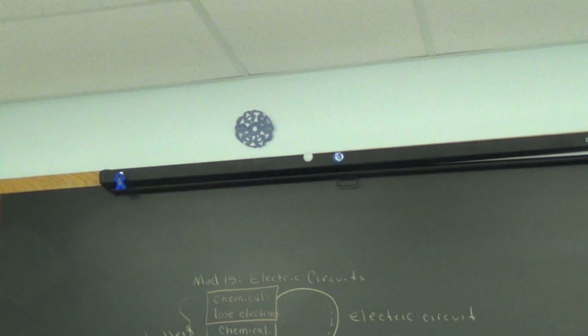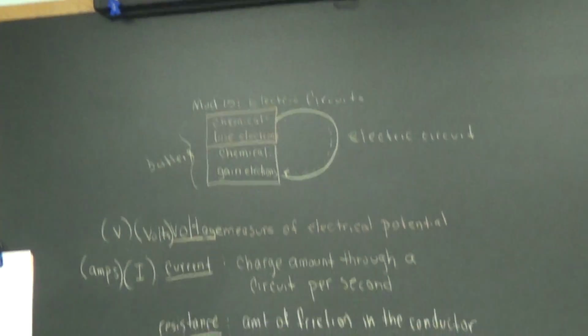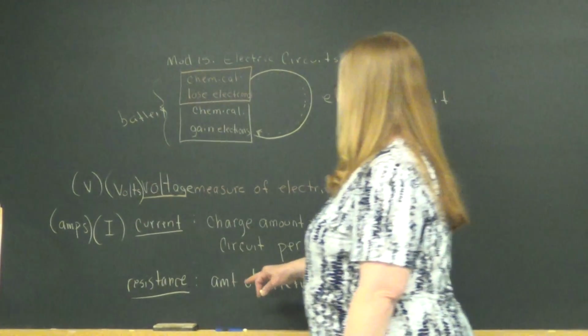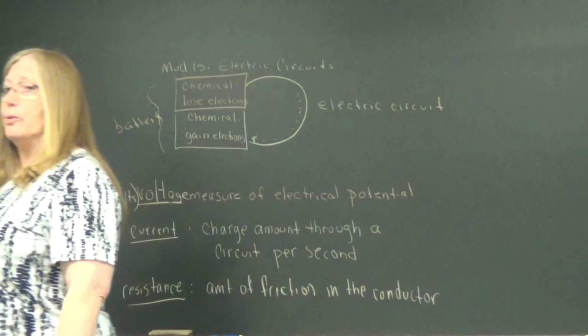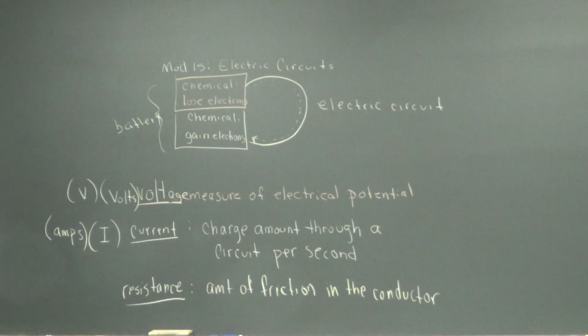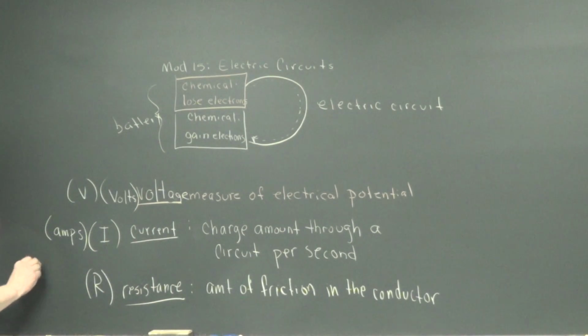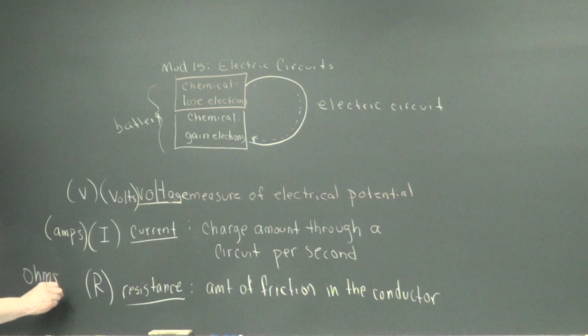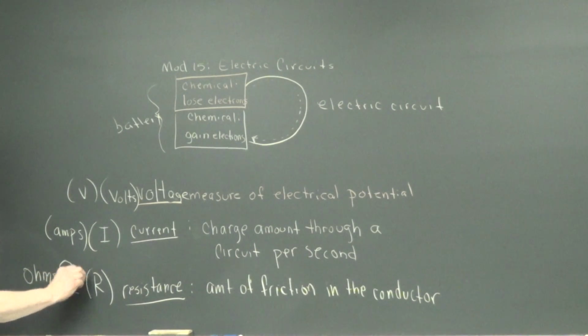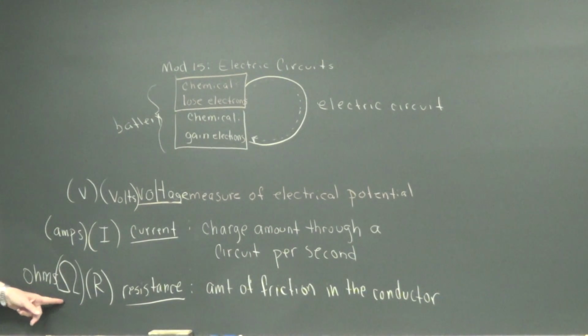So resistance is the amount of friction in the conductor. Sometimes we want a lot of resistance and sometimes we want to reduce the resistance. R is the symbol for resistance, and we will measure it in ohms. And ohms is this symbol. It looks like an upside down horseshoe with legs. What's that? Greek. What is it? Omega. Okay, so omega is the symbol for ohms.